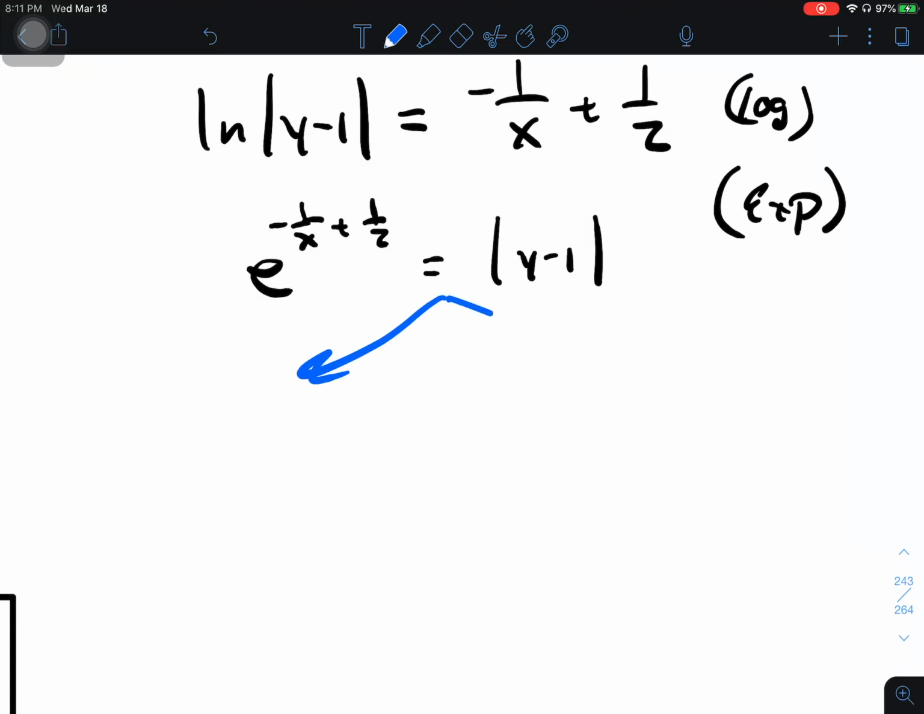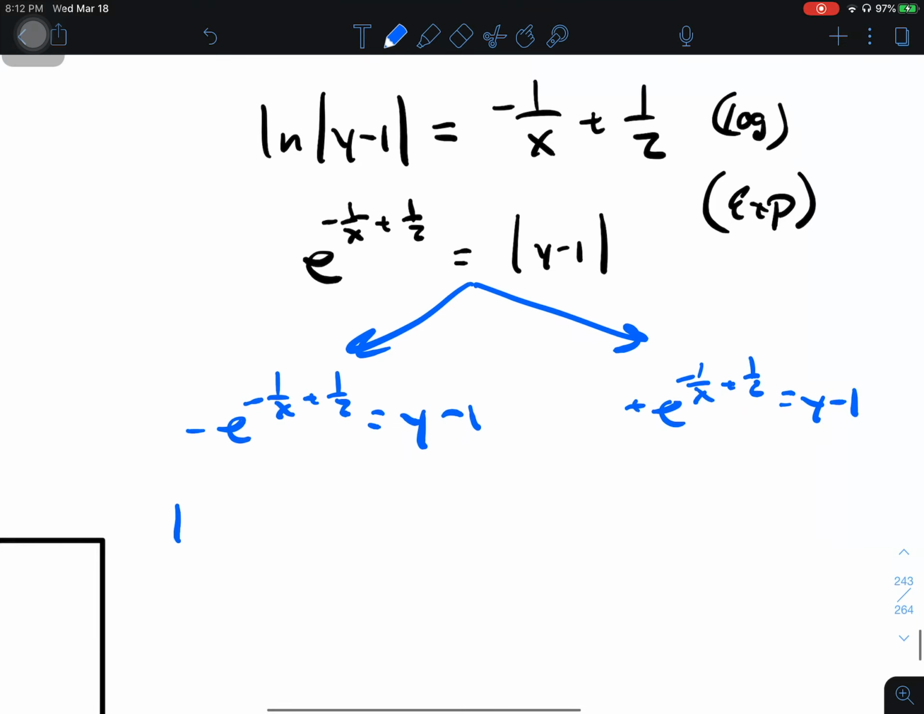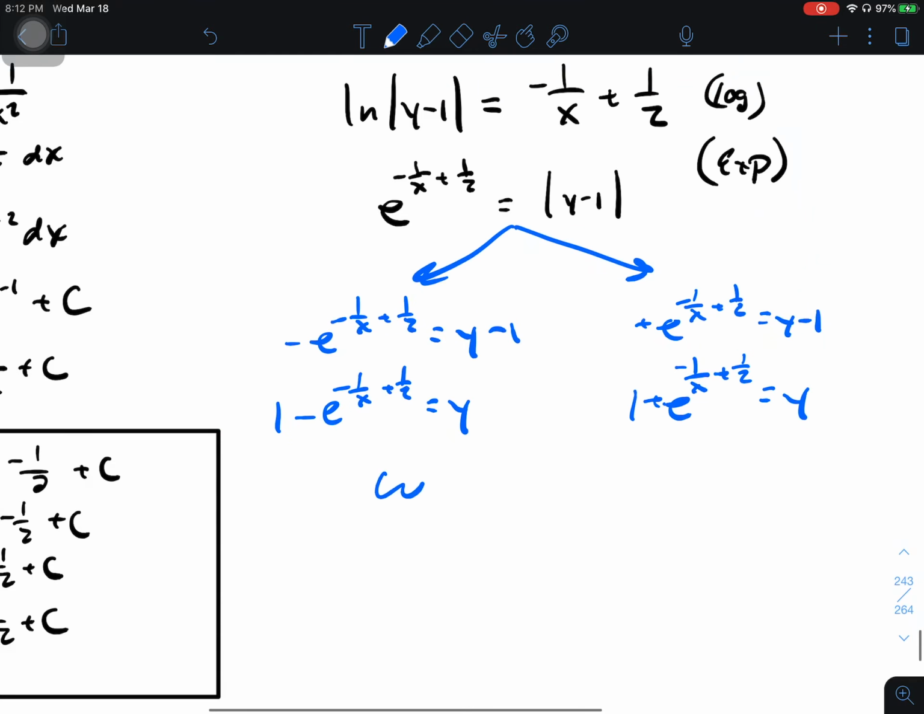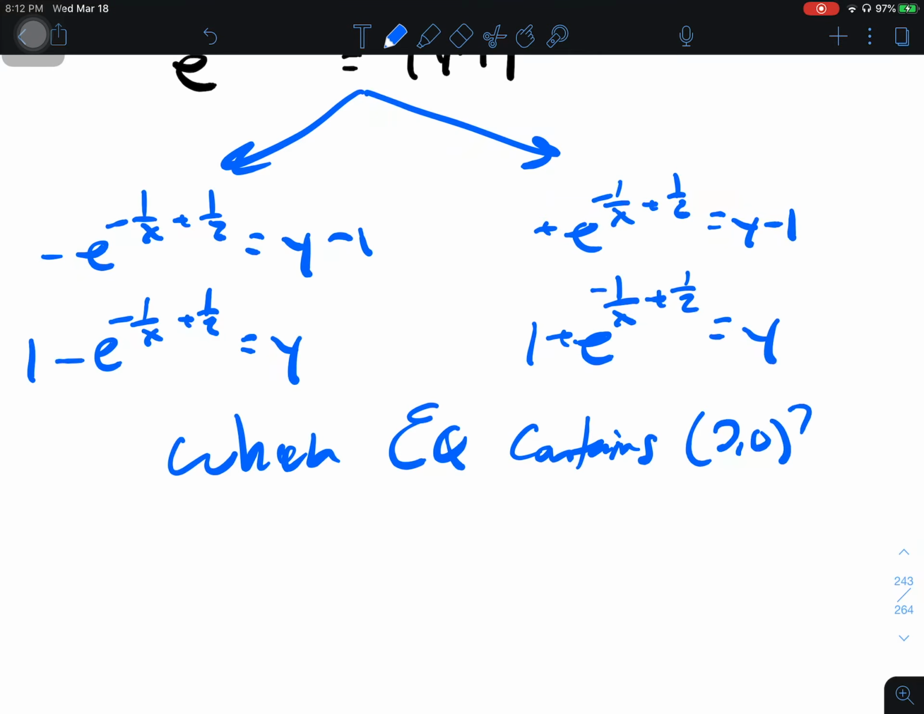I'm going to separate this into two separate possibilities. We have the negative version of this, and we have the positive version of this. If you solve the negative version, you get this bad boy. Solve the positive version, you get this bad boy. Now the question is, which equation contains the ordered pair that we were given of 2, 0?